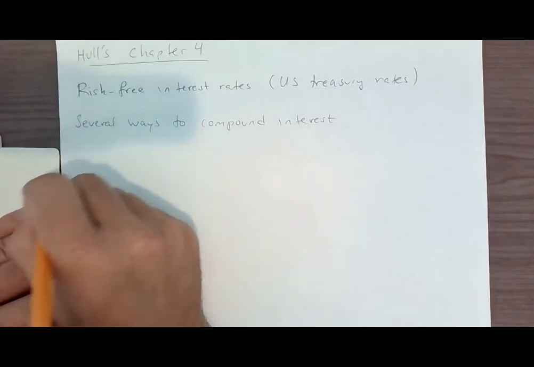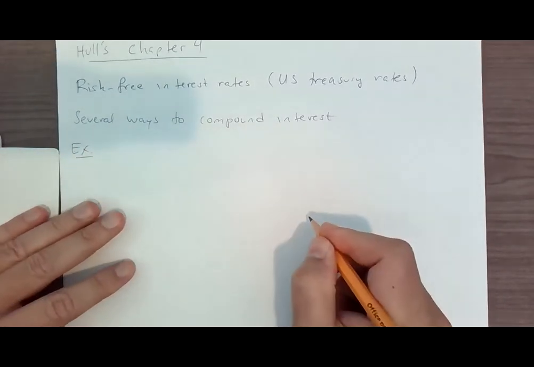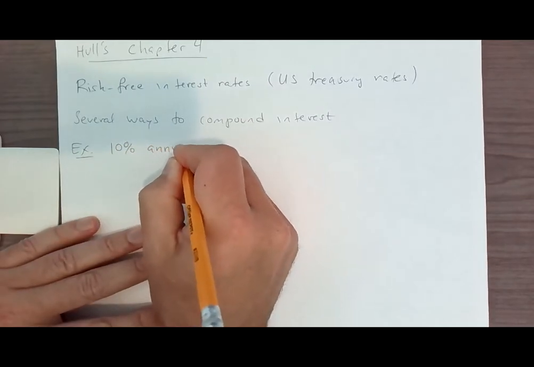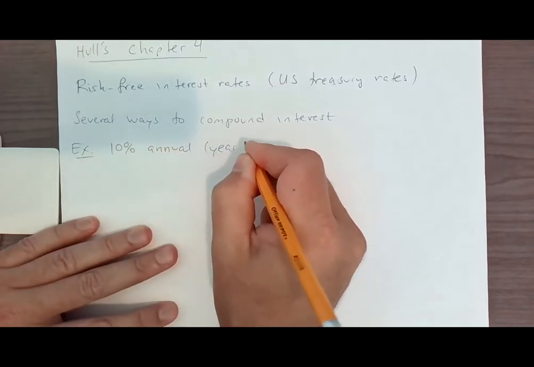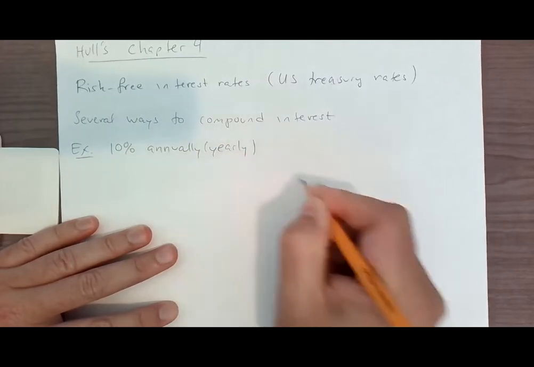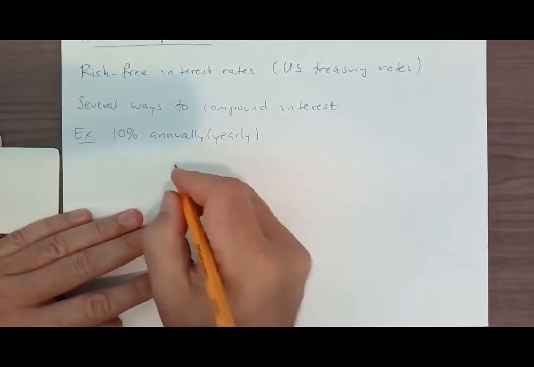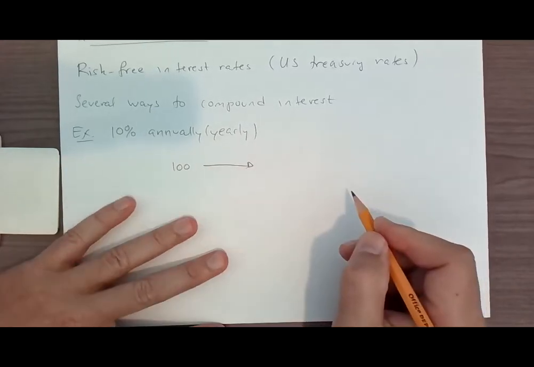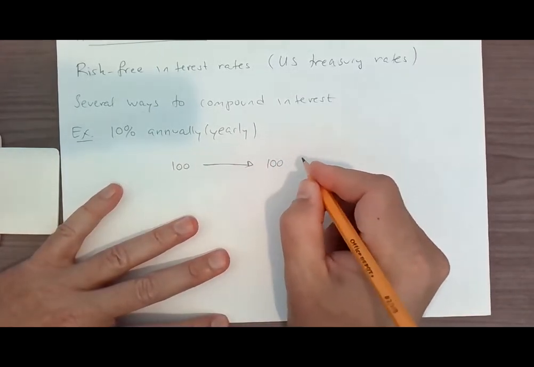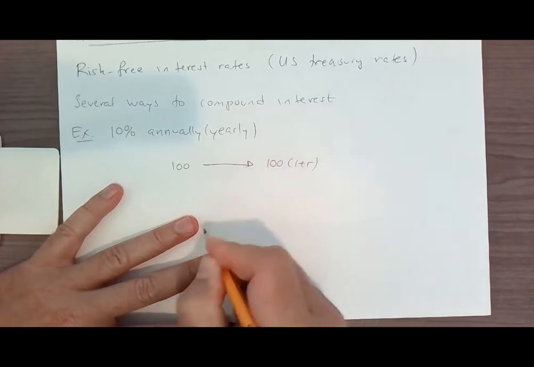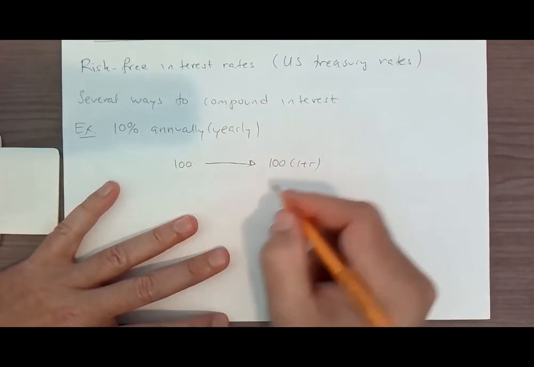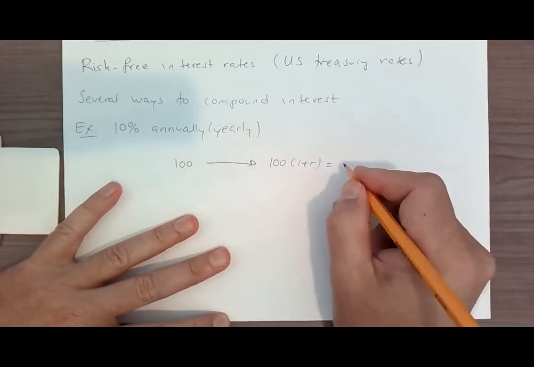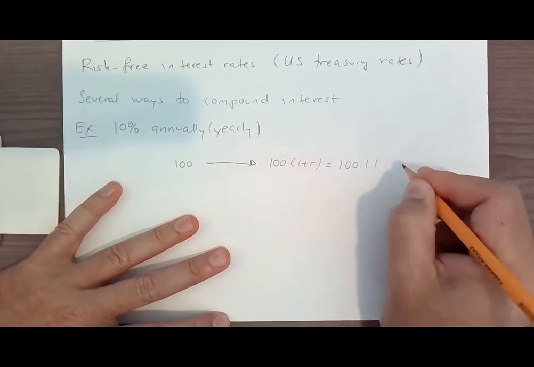If you say 10% annual, annual and yearly mean the same thing. If you put $100 into such a security, then at the end of the year what you'll be left with will be 100 times (1 plus R). This is the way that we set up the money market account just before the break. So this is 100 times 1.1, so this is 110.